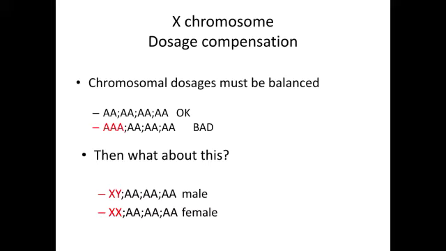All right, we'll spend a fair bit of time talking about the X chromosome. The X chromosome is an interesting chromosome because it occurs in a different copy number between males and females. It turns out that chromosomal dosages must be balanced, okay? So here we have a bunch of autosomes: 2 autosomes, 2 autosomes, 2 autosomes, 2 autosomes. This is, for the most part, going to be okay, right? Maybe this individual has a mutation, but aside from that, all of the chromosomes are in the proper dose.